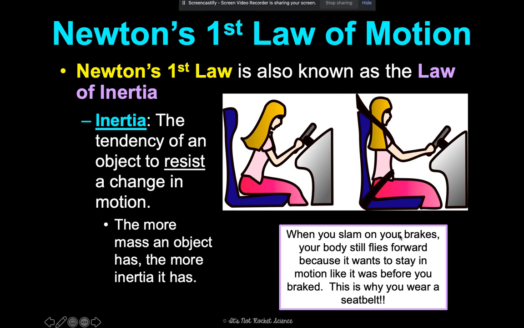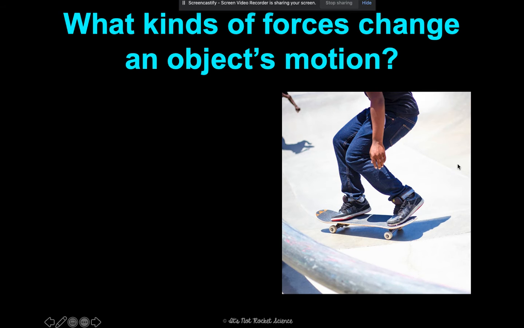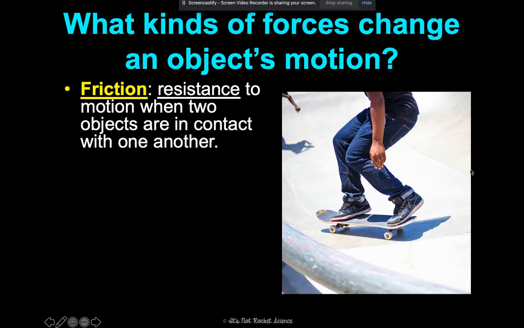For example, when you slam on the brakes in a car, your body still flies forward because it wants to stay in motion like it was before you braked. This is why you wear your seatbelt. And this is why a lot of seatbelts have locks, especially when you get into a car accident, especially one that totals a vehicle where your airbag deploys, because you're less likely to have a broken nose when your seatbelt does its job.